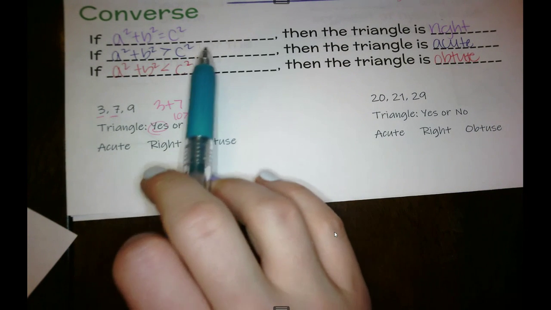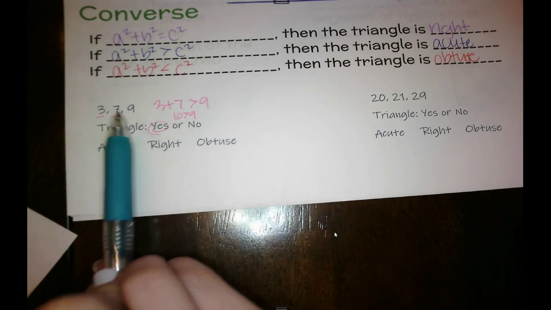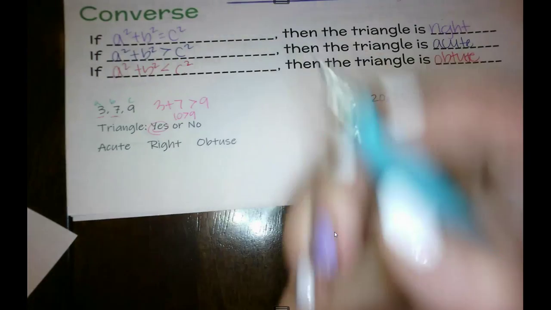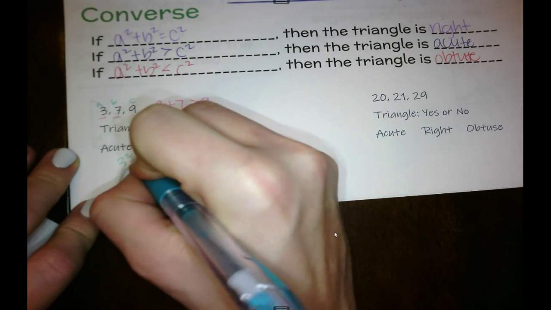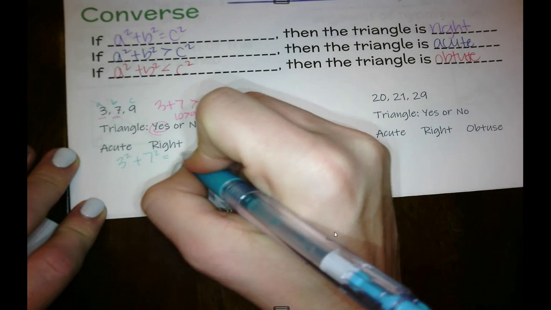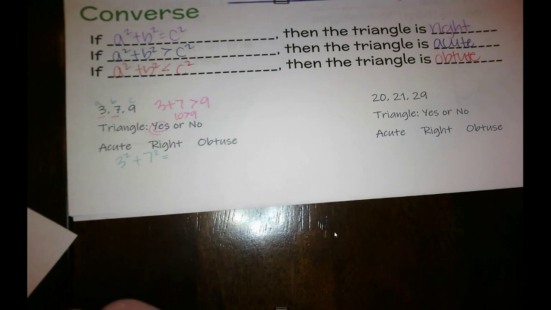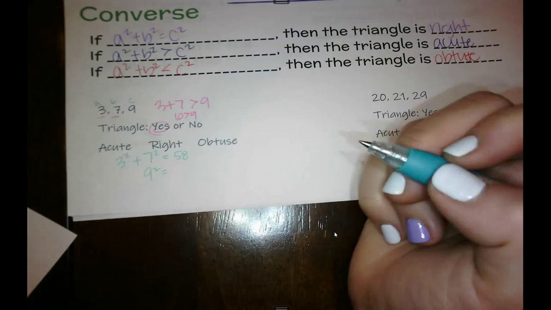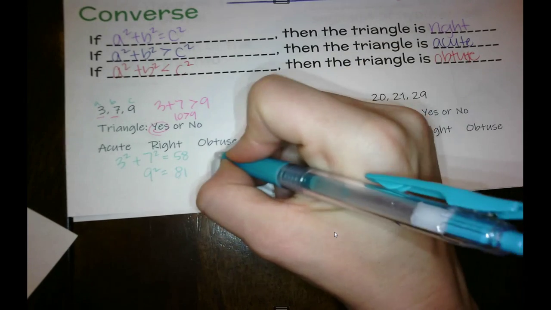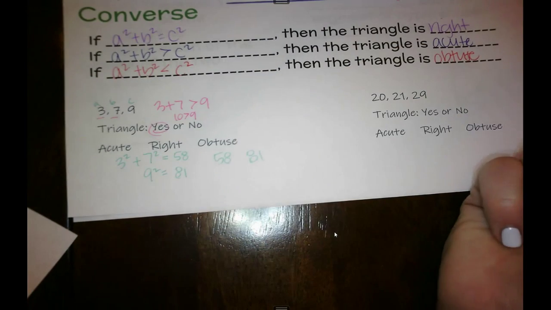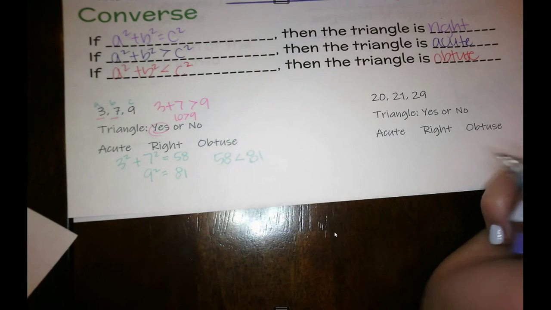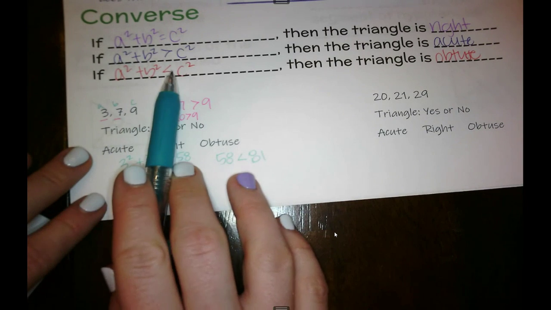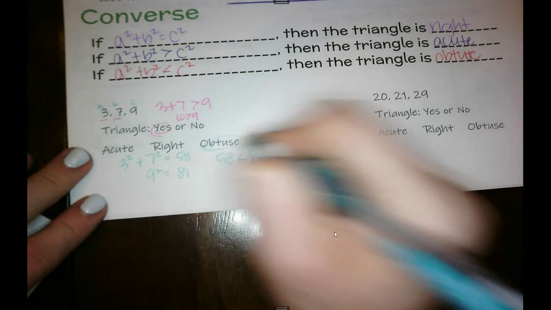figure out if it's right, obtuse, or acute. The longer side is always going to be your C. So then that's going to be A and B. So we've got 3 squared plus 7 squared equals 58. And 9 squared equals 81. So we've got 58 and 81. 58 is less than 81. So our A squared plus B squared is less than our C squared. So we've got an obtuse triangle.